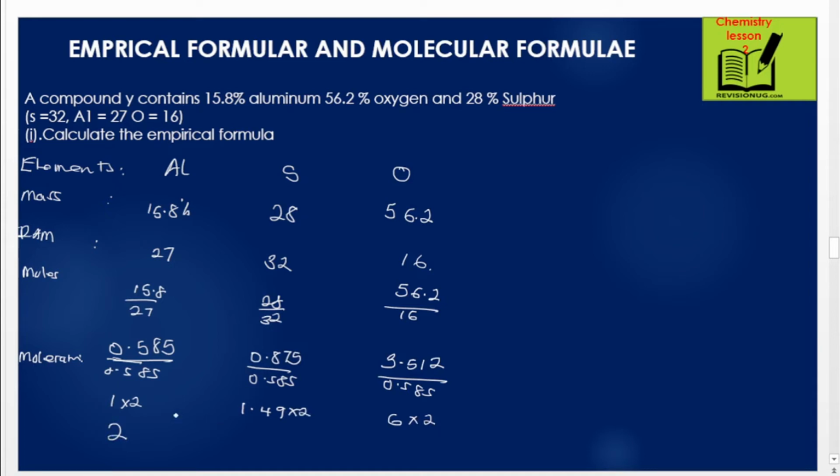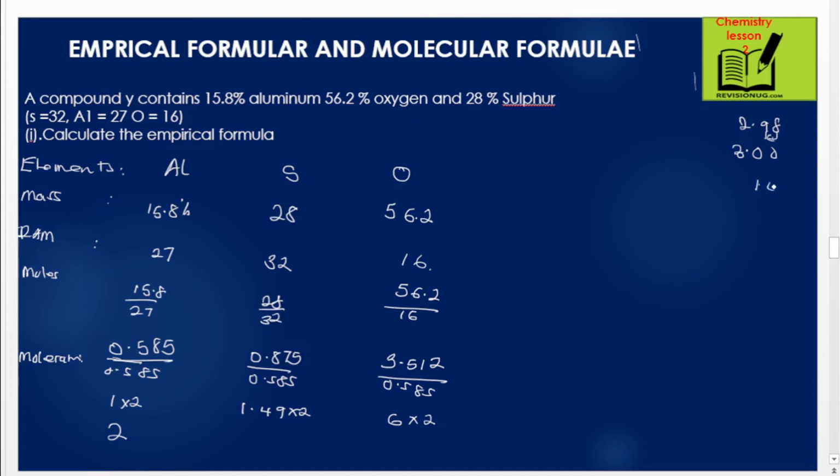Now 1.49 times 2 is giving us 2.98, meaning that when you look at this number, 2.98, and you round off, it's going to be 3. Now this one you can round it off.